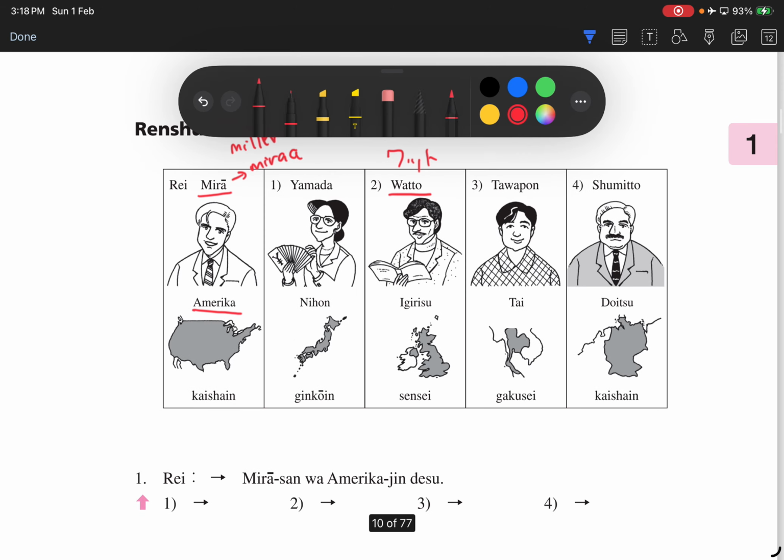Number 3, the gentleman at the back, Yao Sang. Tawapon-san wa Taijin desu. Very good. We don't say Thailand-jin, just Tai. Some people will say Thailand, but there's no land at the back. It's just Thai. For India, we say Indo. Indonesia, we say Indonesia. So please don't confuse India and Indonesia. Indo is India, Indonesia is Indonesia. Like Japanese, India is not India in Japanese, it's Indo. So contrary to popular belief. Okay, number 4, Shumito.